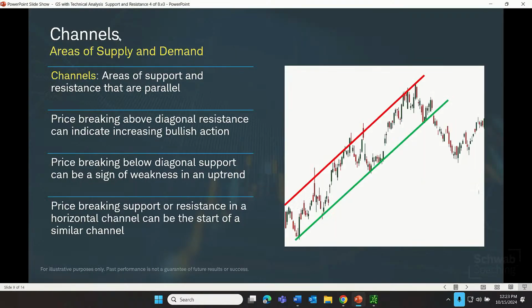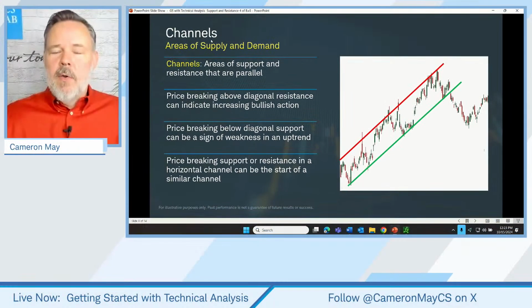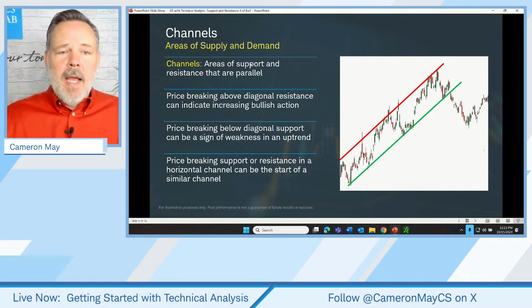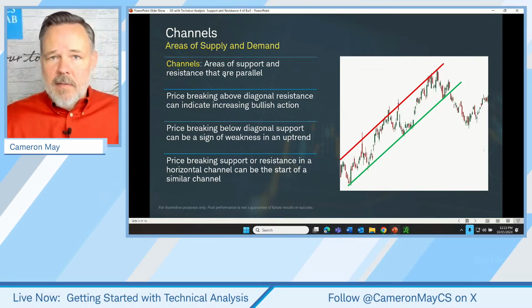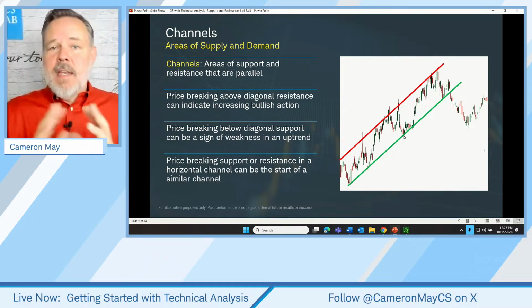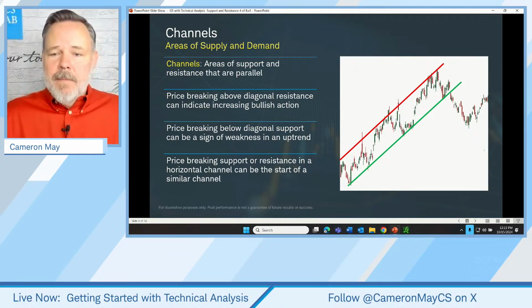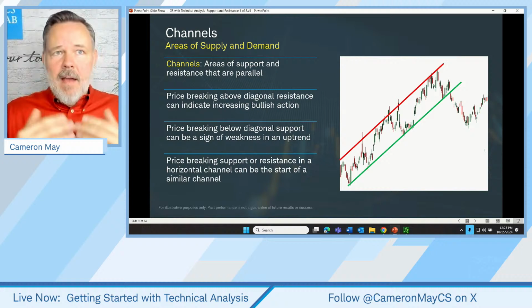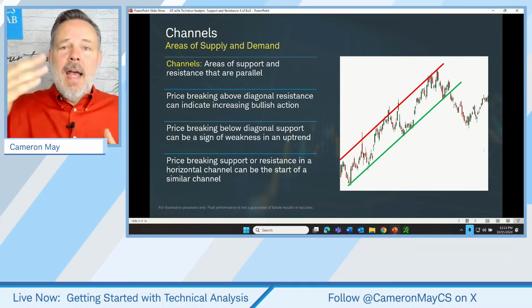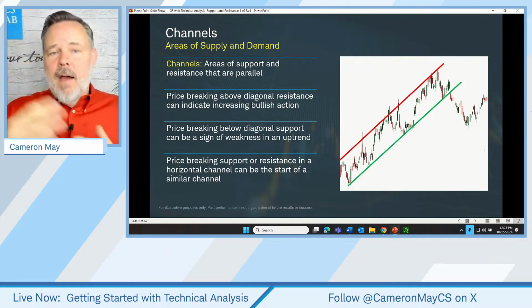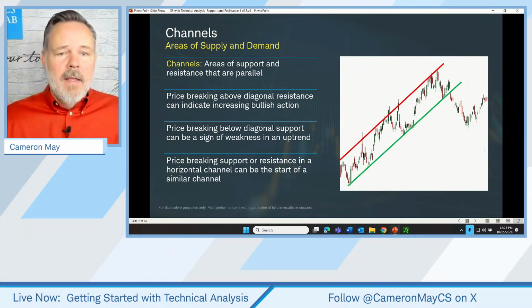Well, trend lines can sometimes be combined into what are known as channels. Once again, just areas of supply and demand. But channels are areas of support and resistance that are parallel to one another, and they can add potentially a double benefit to the trader. Not only might they establish lows in this effort to buy low, but also they might establish highs if we have an offsetting effort to sell high.